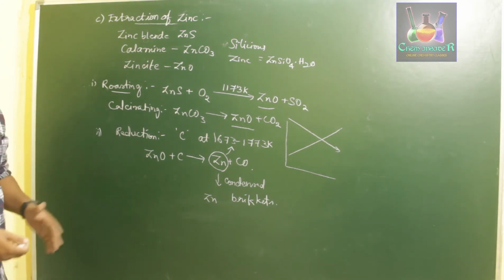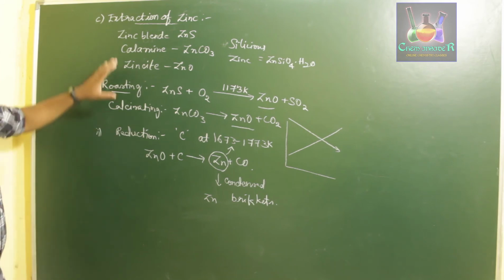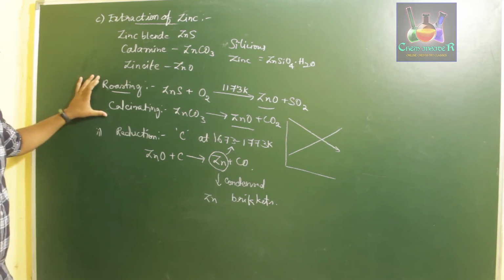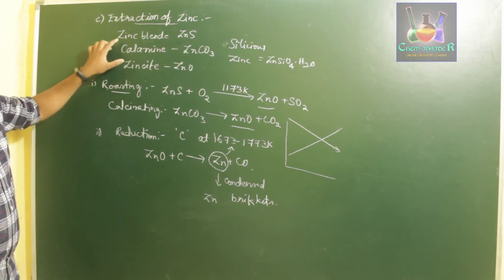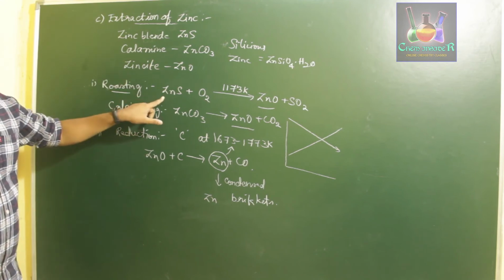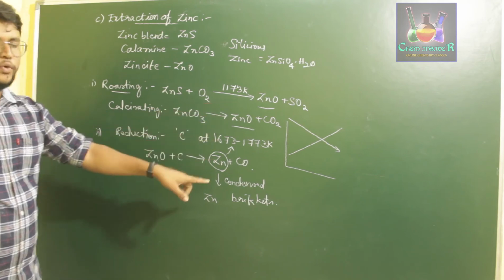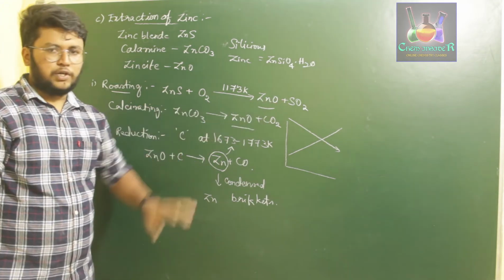This is rather a smaller one. What we do in this case is take the powdered ore of zinc, and we have two processes of increasing the metal oxide concentration, that is roasting and calcination. In case of roasting, we use zinc blende. On roasting zinc blende at a temperature of 1173 Kelvin, we get zinc oxide and sulfur dioxide.